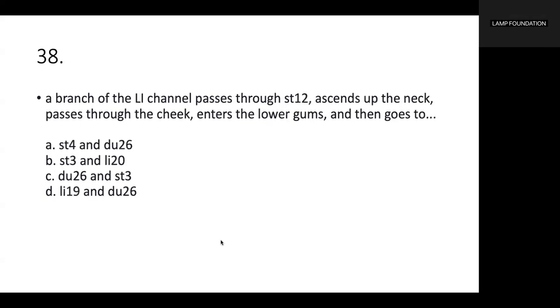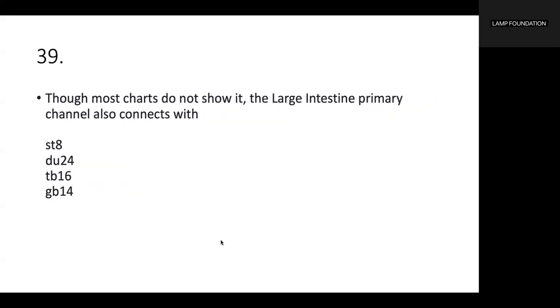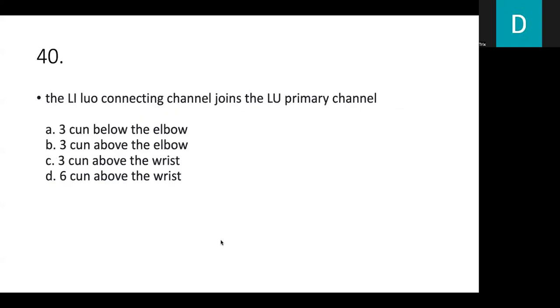A branch of the LI channel passes through stomach 12, ascends up the neck, passes through the cheek, enters the lower gums, and then goes to stomach 4 and Du26. Though most charts do not show it, the large intestine primary channel also connects with GB14. The LI luo connecting channel joins the lung primary channel where?